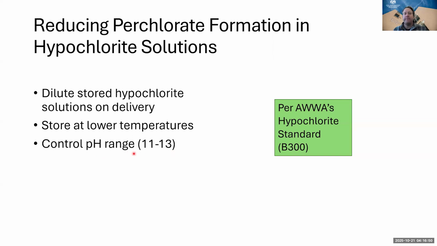You remember that basic pH range for hypochlorites is 11 to 13. And avoid extended storage times. And that's probably the single biggest thing you can do to reduce perchlorate formation in your hypochlorites, is to avoid those extended storage times.